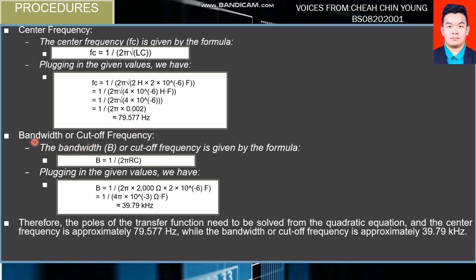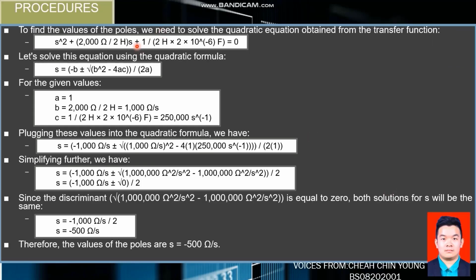For the bandwidth, we call it the cutoff frequency. This is the formula: bandwidth equals 1 over 2 pi RC. Same, we just plug in the values. After the calculation, we get approximately 39.79 kHz. Therefore, the poles and transfer function need to be solved from the quadratic equation, and the center frequency is approximately 79.77 Hz, while the bandwidth of the cutoff frequency is approximately 39.79 kHz. Okay, so continue with the poles.